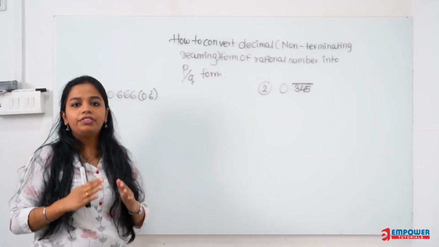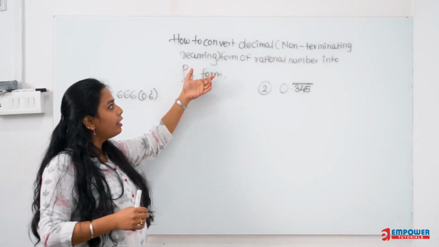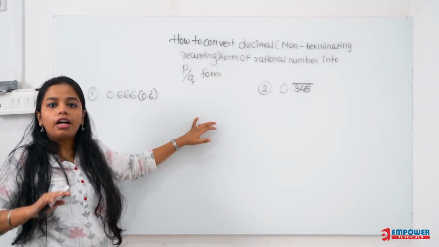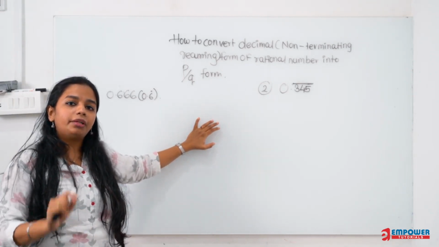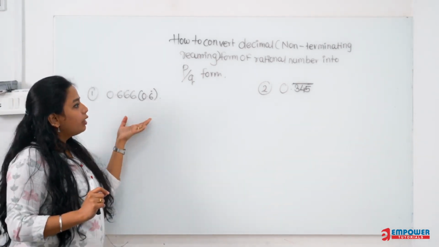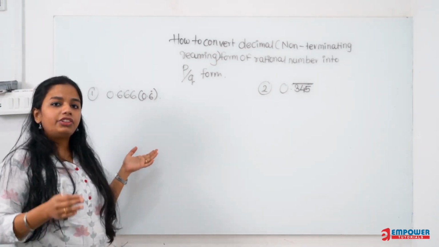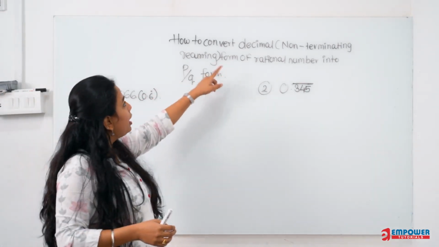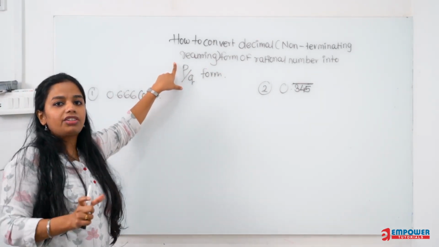Okay, so now we will see how to convert decimal, that is non-terminating recurring form of rational number, into p by q form. Now I have already told you that only rational number can be converted into p by q form, right? So can we convert this decimal form into a p by q form? So yes, we can convert it, because these are rational numbers. Only non-terminating recurring decimal forms of numbers are rational numbers.